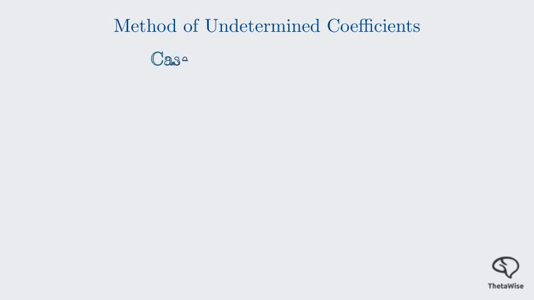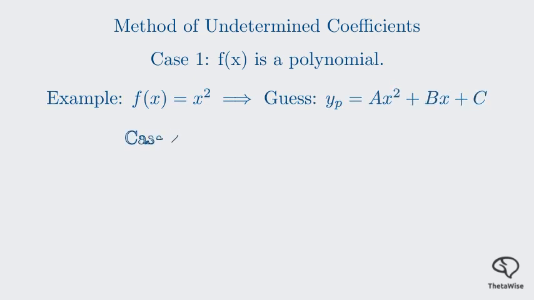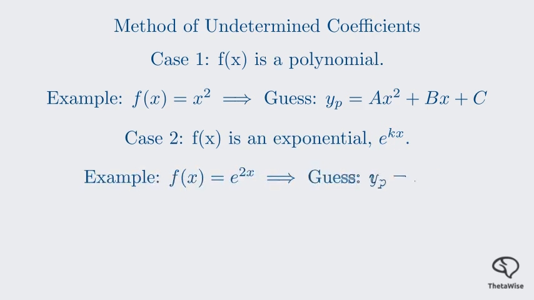Case 1. If f(x) is a polynomial, say, of degree n, then we guess a general polynomial of the same degree for y_p. For example, if f(x) is x squared, we guess y_p equals ax squared plus bx plus c. Case 2. If f(x) is an exponential e to the power of kx, our guess for y_p is A times e to the power of kx. The coefficient A is what we need to find.